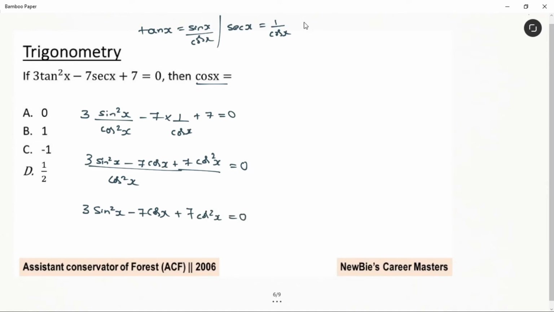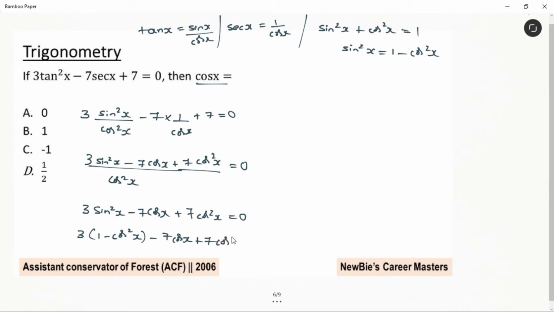And one more very simple formula is there. Sin square x plus cos square x is equal to 1. From this formula, get the value for sin square x in terms of cos square x. Sin square x is 1 minus cos square x. Correct? Okay. 3 times 1 minus cos square x minus 7 cos x plus 7 cos square x equal to 0.